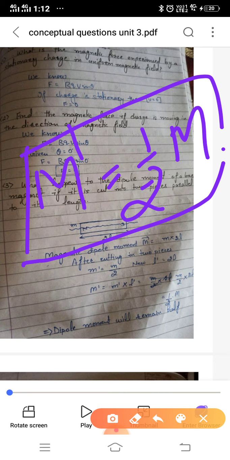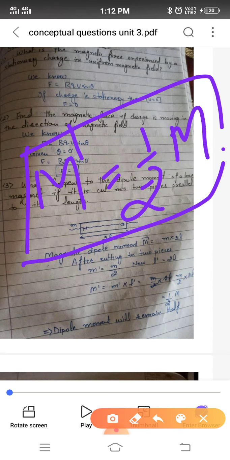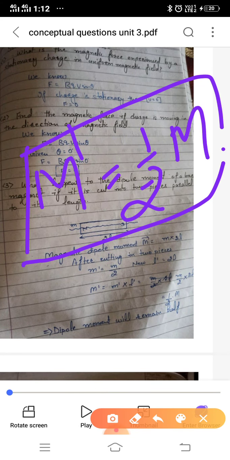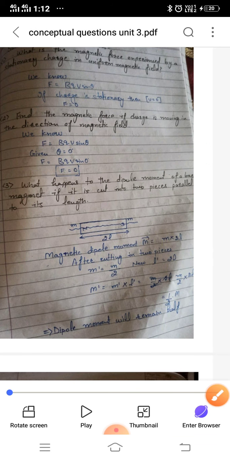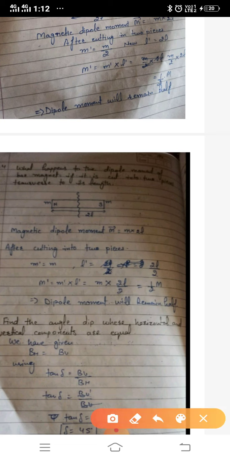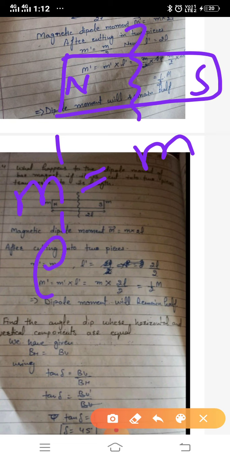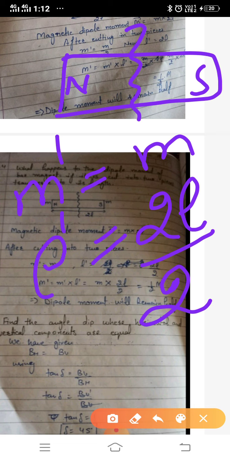If you will cut it transverse to its length, then what will happen? If you will cut transverse to its length, then also the magnetic dipole moment will remain half. But how? So let us see. Now you are cutting it transverse to the length. That means this magnet is there, you are cutting it from the center like this. So what will happen? Pole strength of north and south is not affected. So that means m dash will remain m. But now L dash will be half, means 2L is the original, so it will be divided by 2.